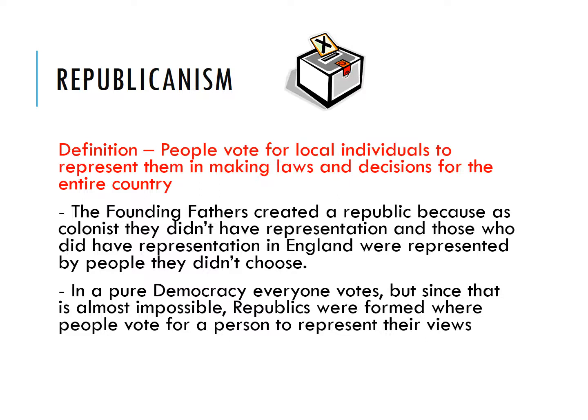So you have the ability to vote. You will have the ability to vote when you turn 18, but you're not voting for every individual law that's made at the federal level. What you're voting for is someone to represent you at the federal level and make those laws. So we vote for someone local. That local person goes to Washington, D.C., becomes a part of the Congress. That Congress makes laws. Okay, so that is a Republican style government, republicanism.